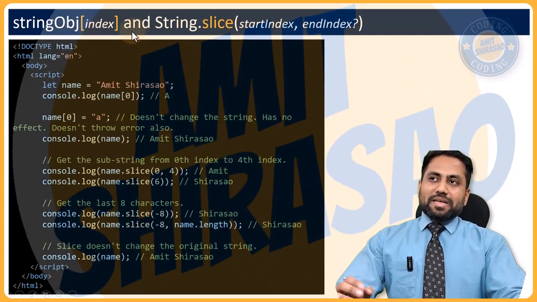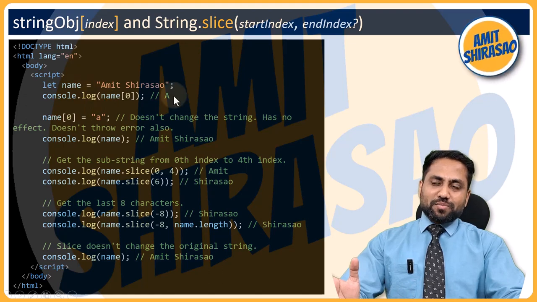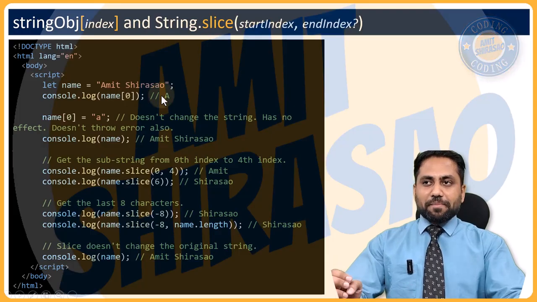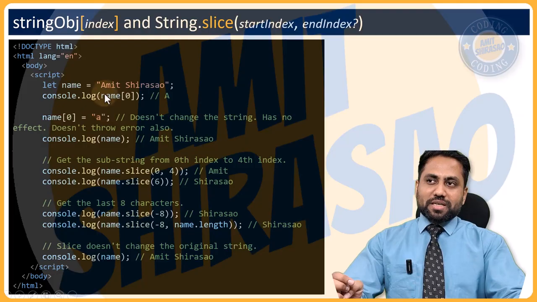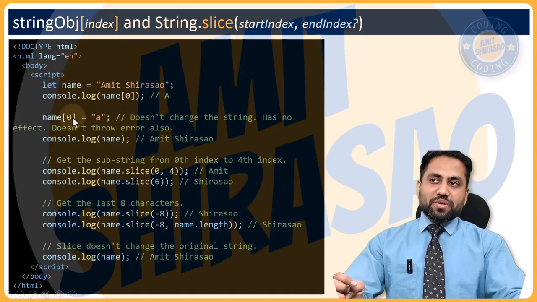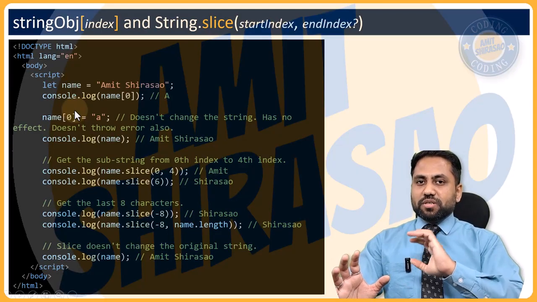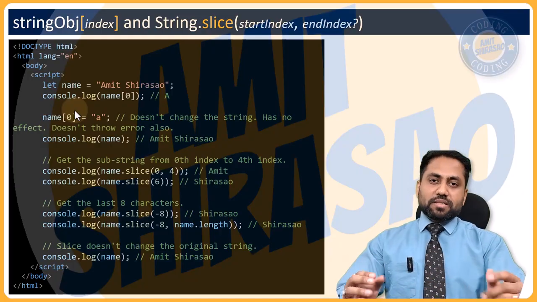Index and slice. Here the index operator is like this. Suppose I have a string, name. When I console out name of 0, it gives A. But I cannot assign anything to it. I cannot assign a small a in place of this capital A, because this operator in the case of strings is only a getter. It is not a setter. Whereas in the case of arrays, it is a getter as well as a setter.